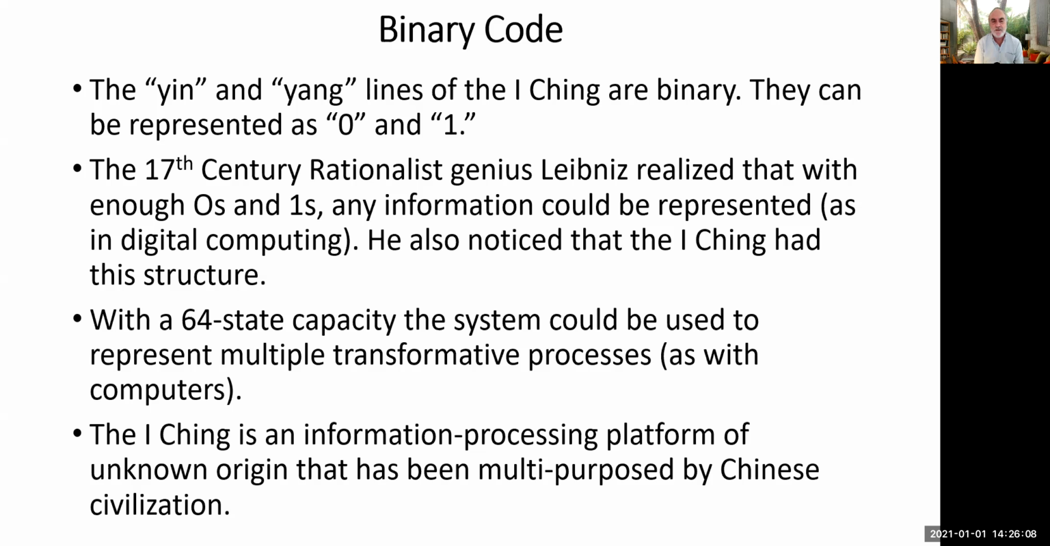But he also noticed the I Ching has a structure, right? Because remember, you've got the yin and the yang. You've got the solid line and the broken line. 0, 1. Doesn't matter which one you call 0, which one you call 1. You've got zeros and ones, and you have a 64 state capacity, right? Because you've got 64 possible hexagrams, each one of which can stand for something. It's nothing like a modern computer that's got enough capacity to put up millions of zeros and ones. But it does appear to be an information processing platform.